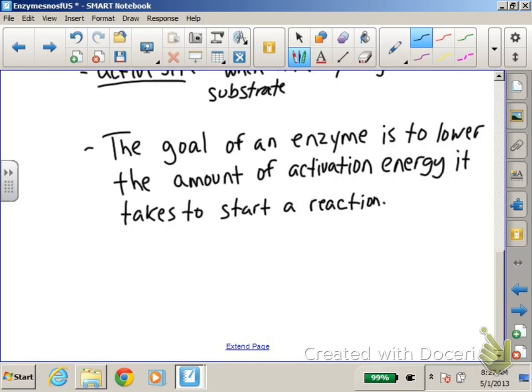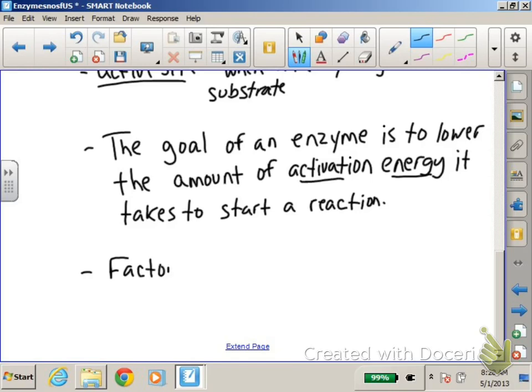Okay, so the definition of activation energy is just the amount of energy it takes to get a reaction. We want to make things easier, so an enzyme's job is to lower that amount of energy that we need to start a reaction.